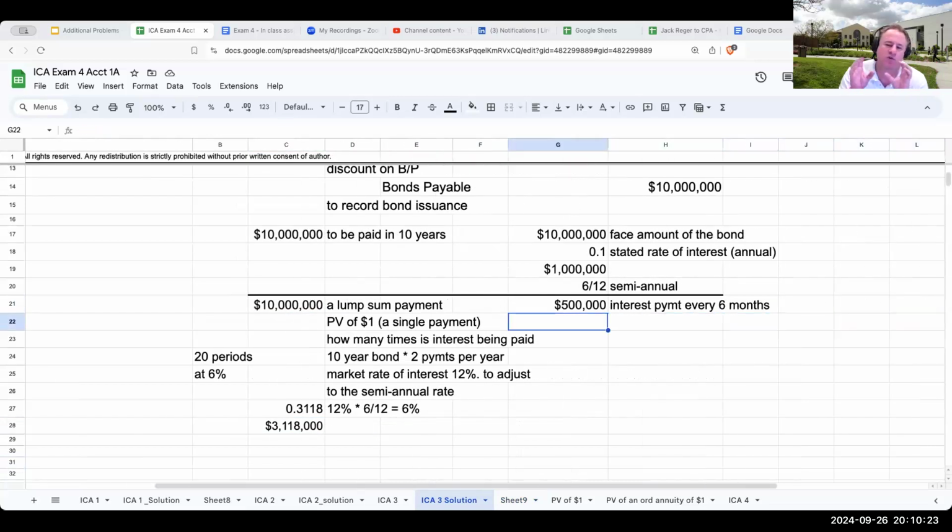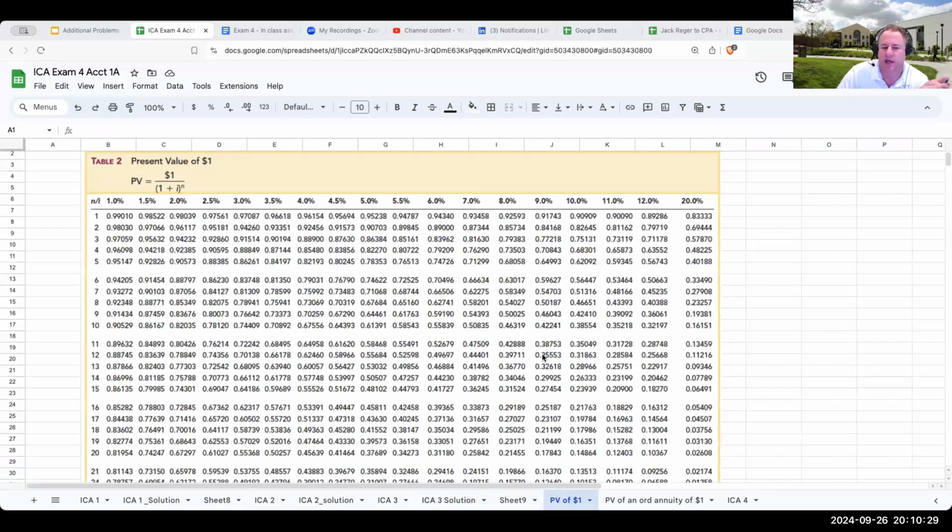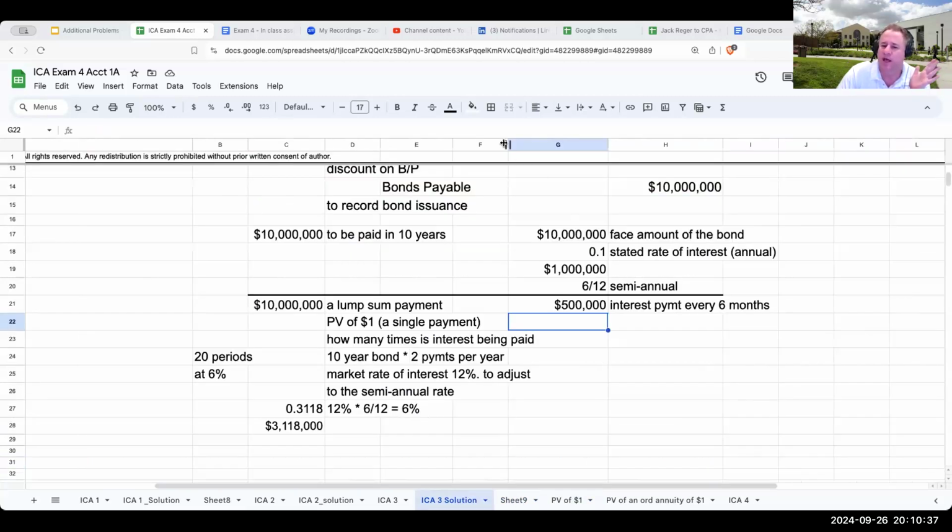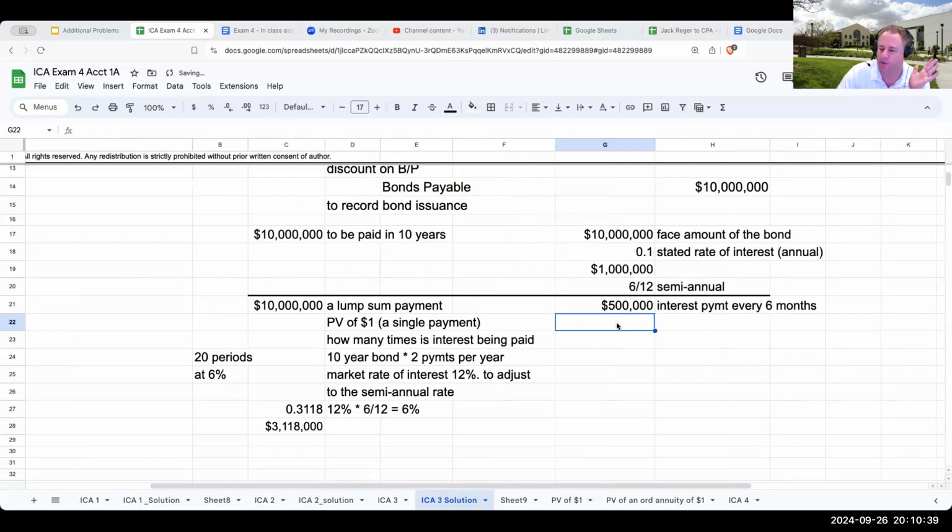Now, there's 20 different payments of this. And if I were to use this table, I would have to do 20 separate present value calculations. Who has time for that? Not me. So instead, we're going to say, okay, is there another table we can use? And this is going to be called the present value of an ordinary annuity of $1. When we use this table, what is an annuity? It means that the amount that's being paid out is exactly the same. So it is an annuity.